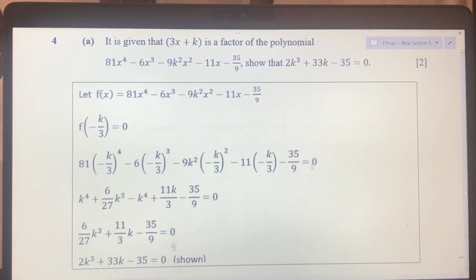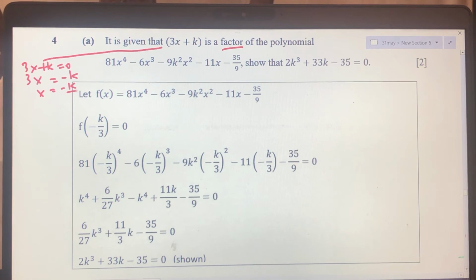Okay, now next one is on remainder factor theorem. Remainder factor theorem, in this question, very simple, okay? You are told that this is a factor of the polynomial. So what do you do? You let this be equal to 0, right? So 3x plus k, when you let it be equal to 0, you will get x. Okay, I do step by step because some of you, your algebra really cute you.